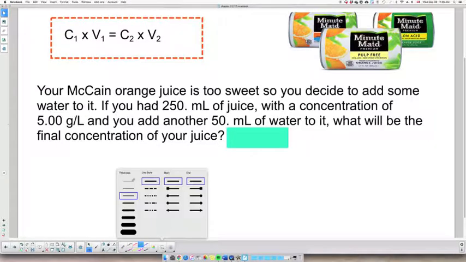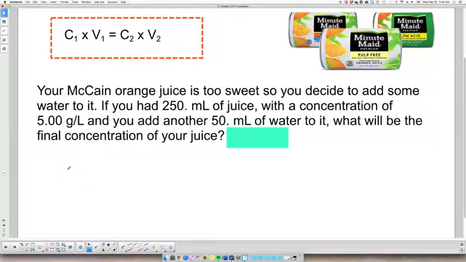So let me take my pen and let's start listing our information as usual. It says that we have originally a volume, so volume 1, of 250 milliliters and a concentration of 5 grams per liter. I will not convert my volume. I do not need to. I'm going to show you why in a moment. I'm going to just list the rest of my information.